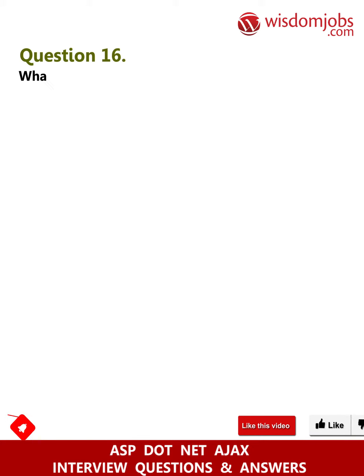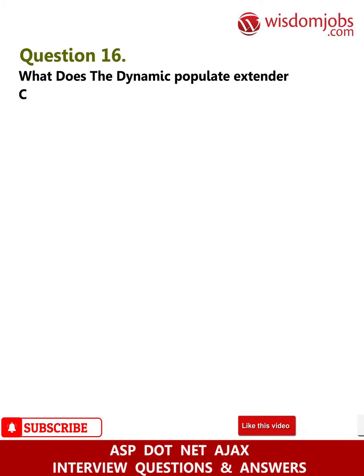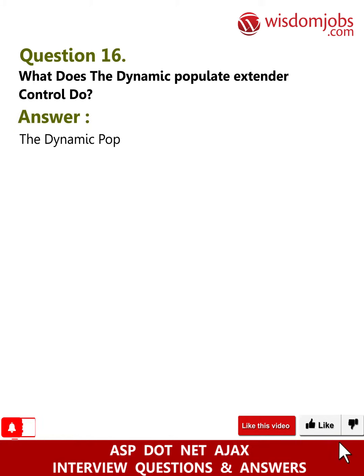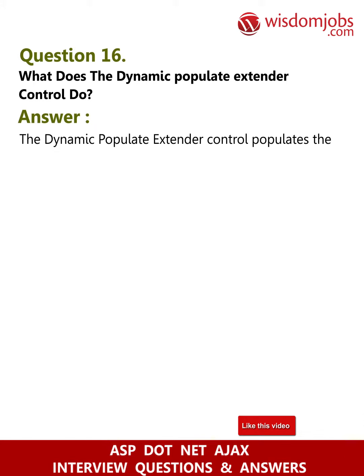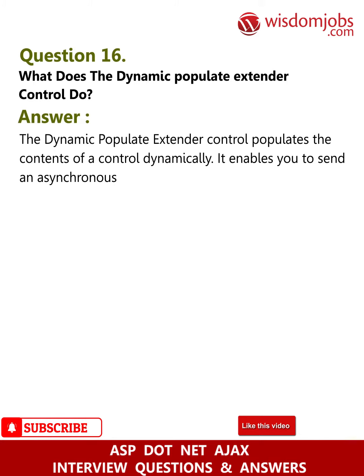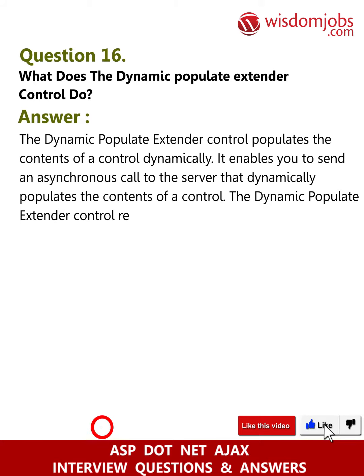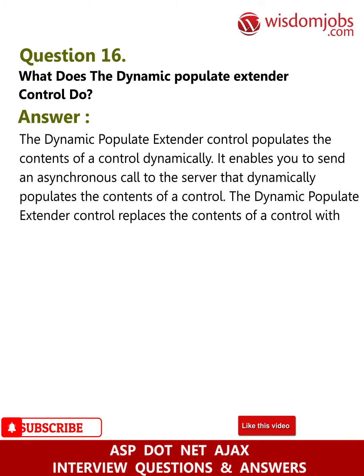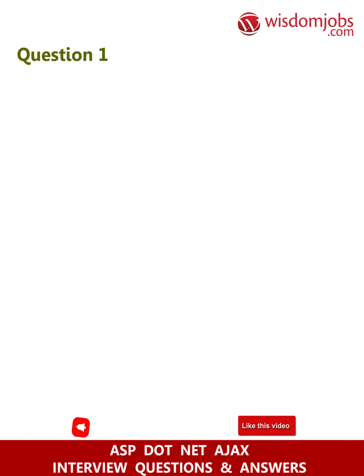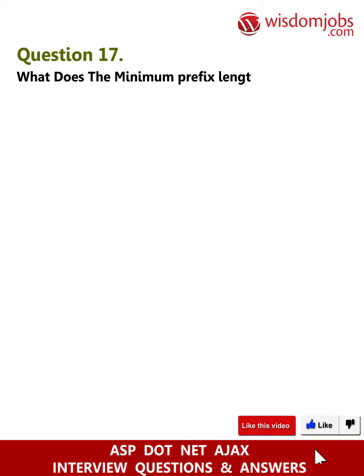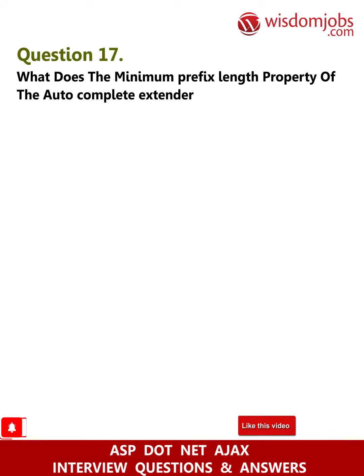Question 16. What does the dynamic populate extender control do? Answer. The dynamic populate extender control populates the contents of a control dynamically. It enables you to send an asynchronous call to the server that dynamically populates the contents of a control. The dynamic populate extender control replaces the contents of a control with the result of a web service or page method call.